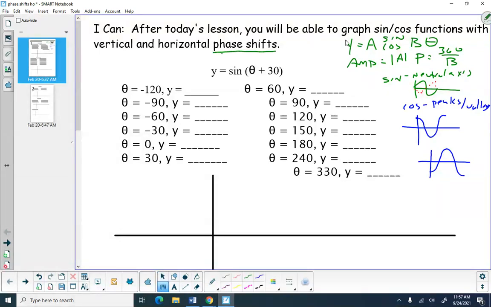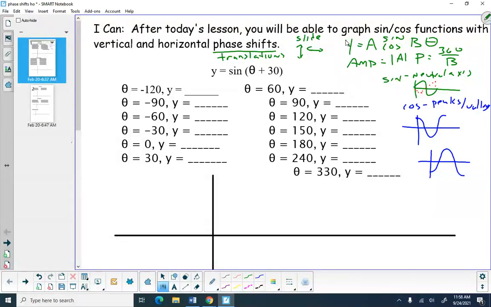So when we're dealing with phase shifts, we have translations, which is the slide upwards and downwards, or left and right. We're sliding our graph upwards and downwards, or to the left and to the right. In the trigonometric world, with sine and cosine curves, this is called phase shifts. We're going to start out old school in regards to how we did our initial graphs. Here we have the sine of theta plus 30.